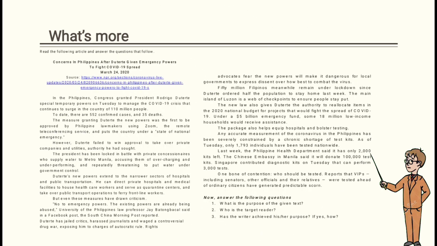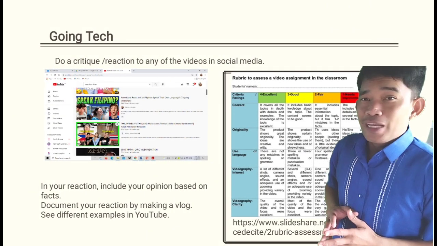What's more about this module? For this particular activity, class, you are going to read the article, then answer the questions that follow. You may use your answer sheet in answering this particular task. You are really amazing, guys.